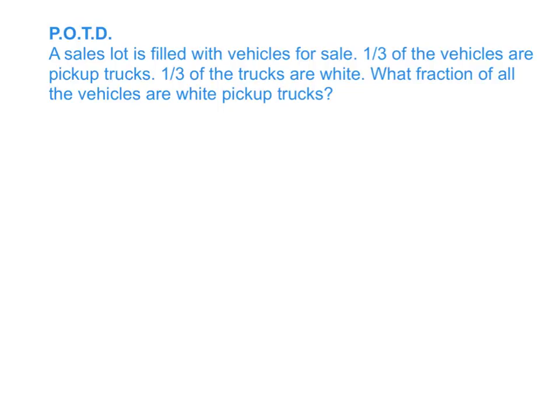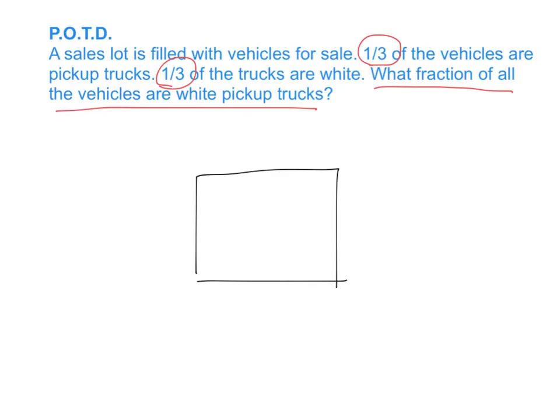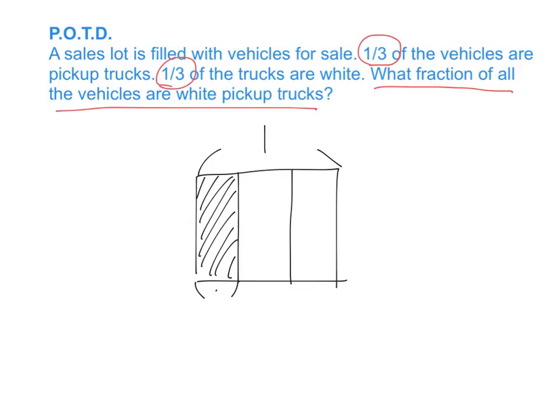Okay, in this case, the question's asking us to find what fraction of all of the vehicles are white pickup trucks. And the important information is we know that 1/3 of them are pickup trucks and 1/3 of the trucks are white. So if I draw a fraction model, I can draw an entire thing. I can label this 1. This represents all the cars that are in the sales lot. But are all of those cars pickup trucks? No. What fraction? 1/3. So I'm going to divide that whole into thirds. I'm going to shade in one of those thirds, and I'm going to label it 1/3.